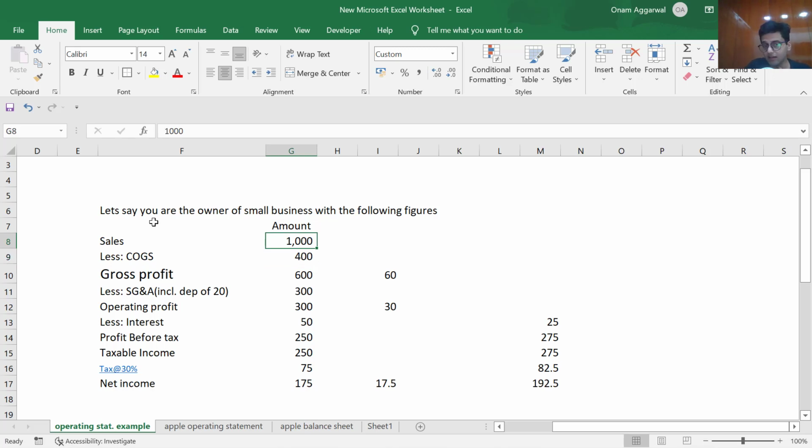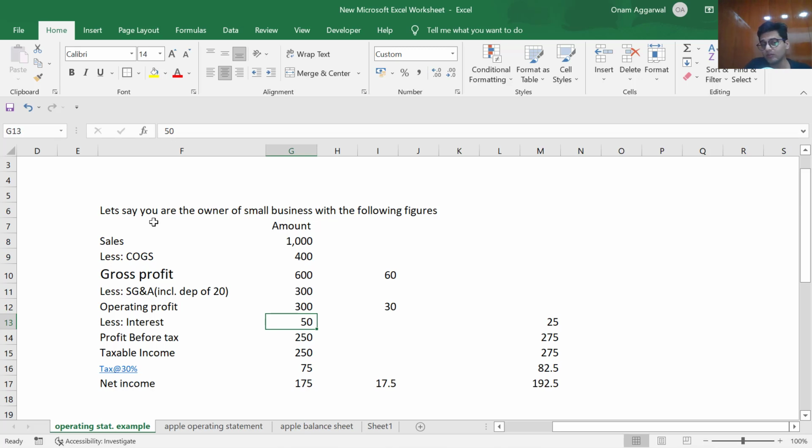Now from this gross profit, we deduct something called selling and general expenses, our other operating expenses, which let's say include a depreciation of $20 also. So after deducting this SG&A or other operating expenses, we get what? We get the operating profit of the business. So the profits of the business are very healthy. We are earning 30% on every dollar of revenue.